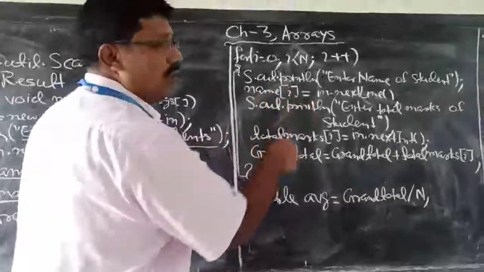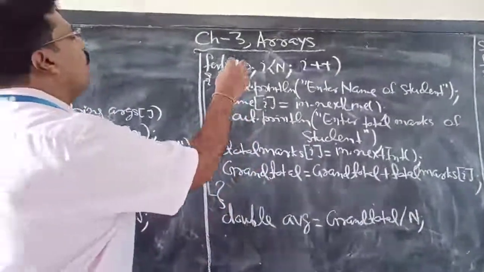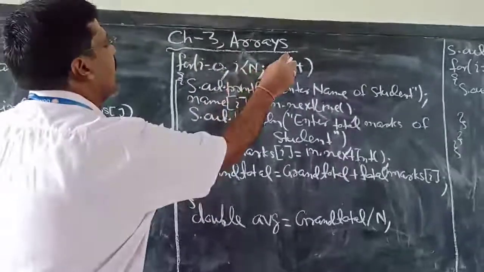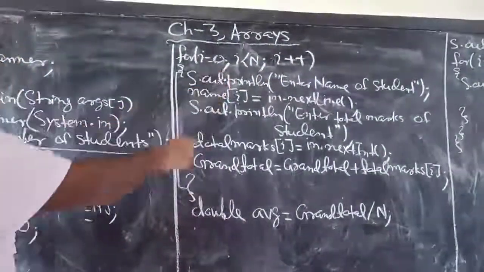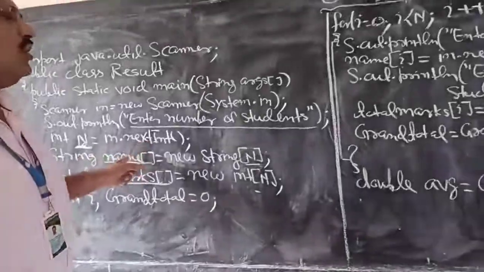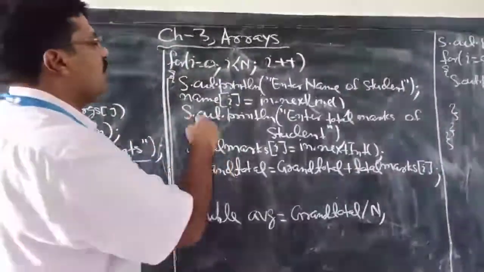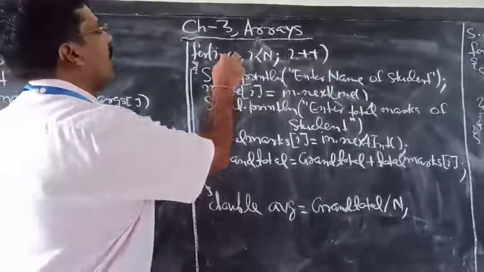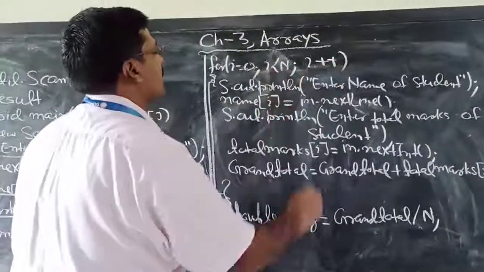Now we are going to input the values in the array. For i equals 0, i less than n, i plus plus. The n value is already input here. So if the n value is 40, the loop will run 40 times. If the n value is 50, the loop will run 50 times. For i equals 0, i less than n, i plus plus.